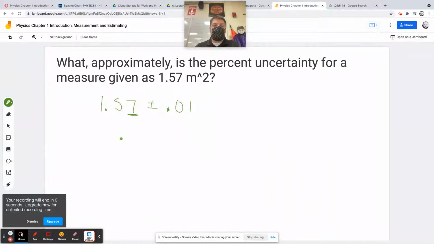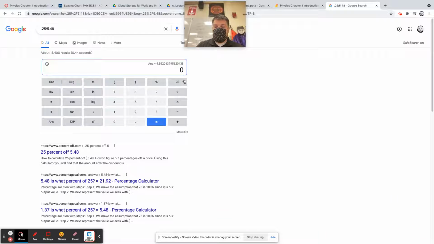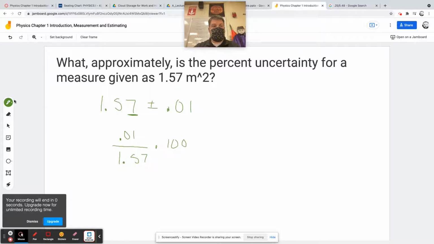So remember that if we put our uncertainty and divide it by the measurement and multiply that by 100, we would get some sort of percentage. So let's do that. I'm going to clear this out. I'm going to say 0.01 divided by 1.57. And then I have to multiply this by 100, right? So I get 0.636, whatever. So if I come back here, according to my math, this is equal to 0.0636, and the numbers go on forever.